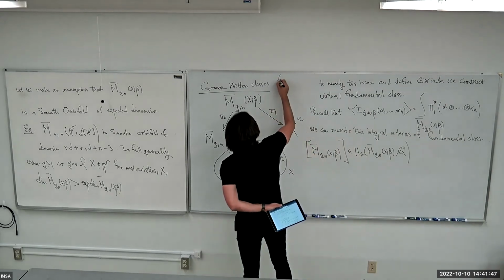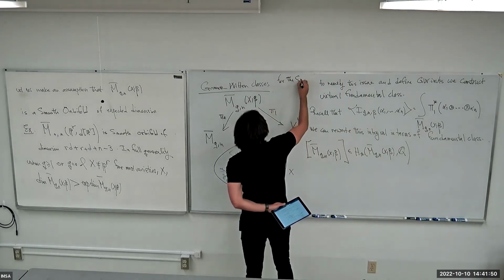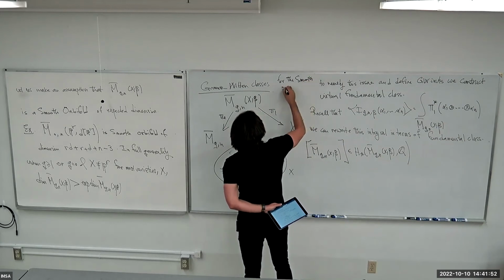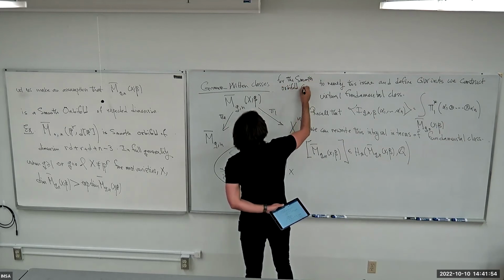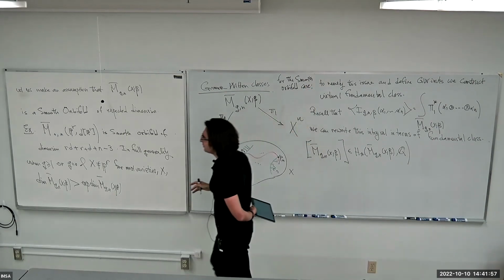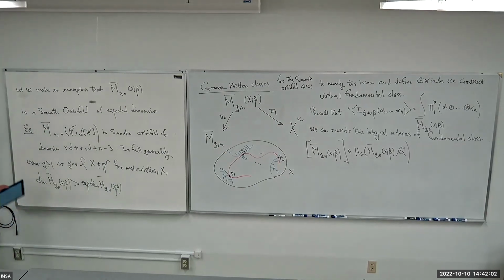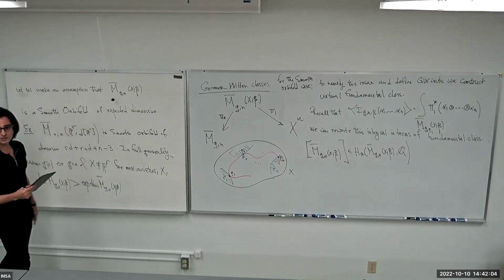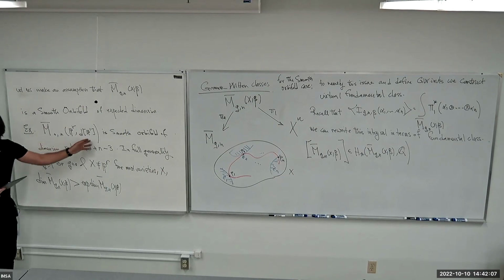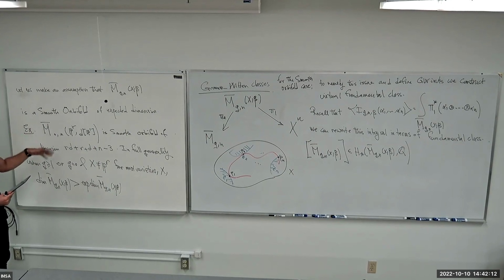For the smooth orbifold case, let us make the assumption that this space is a smooth orbifold of expected dimension. Its examples are things like this, genus zero projective space, or some other situations. But this is smooth. Very easily it fails to be smooth. That's the discussion here. So let us now define that integral.